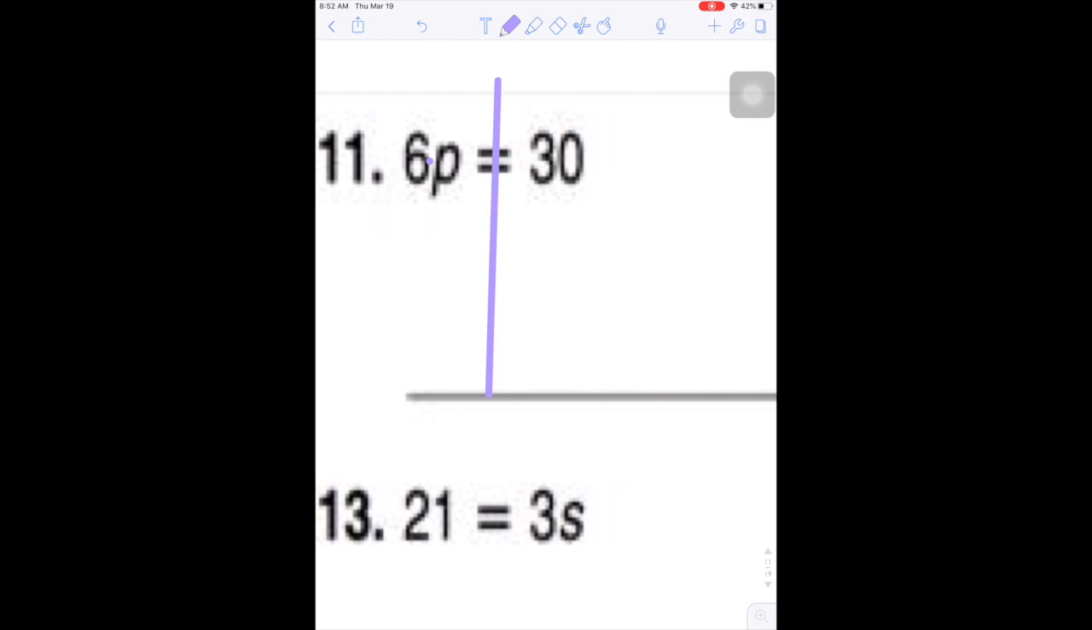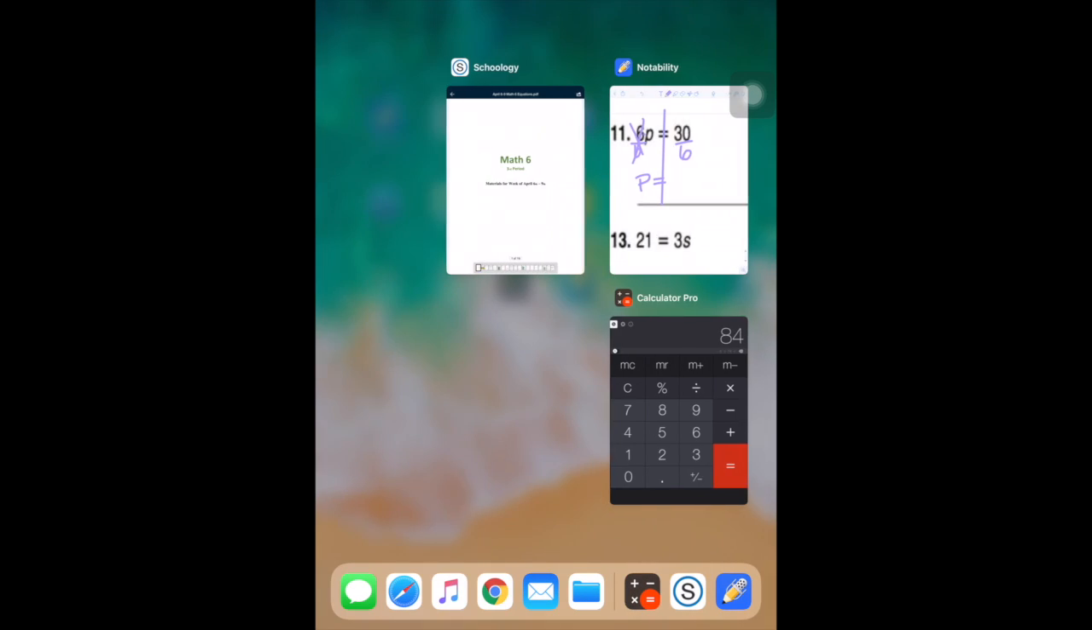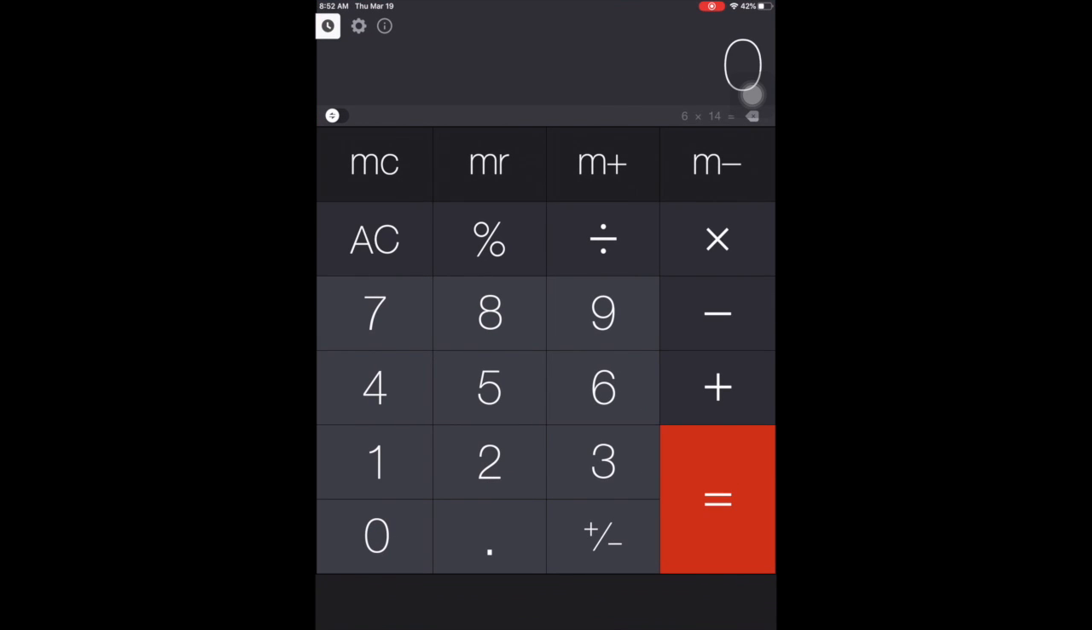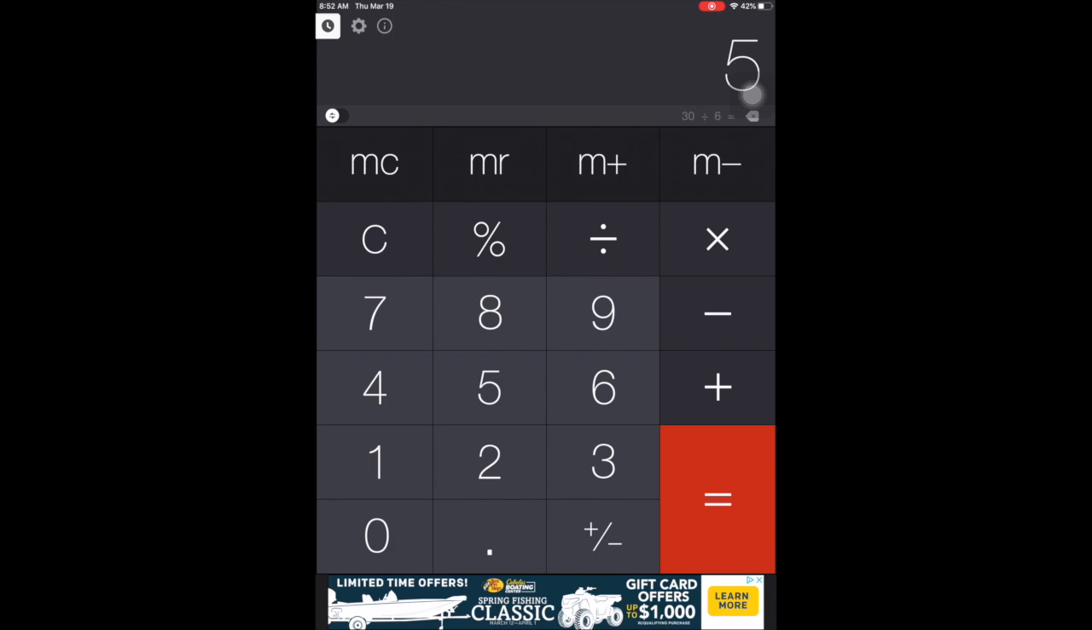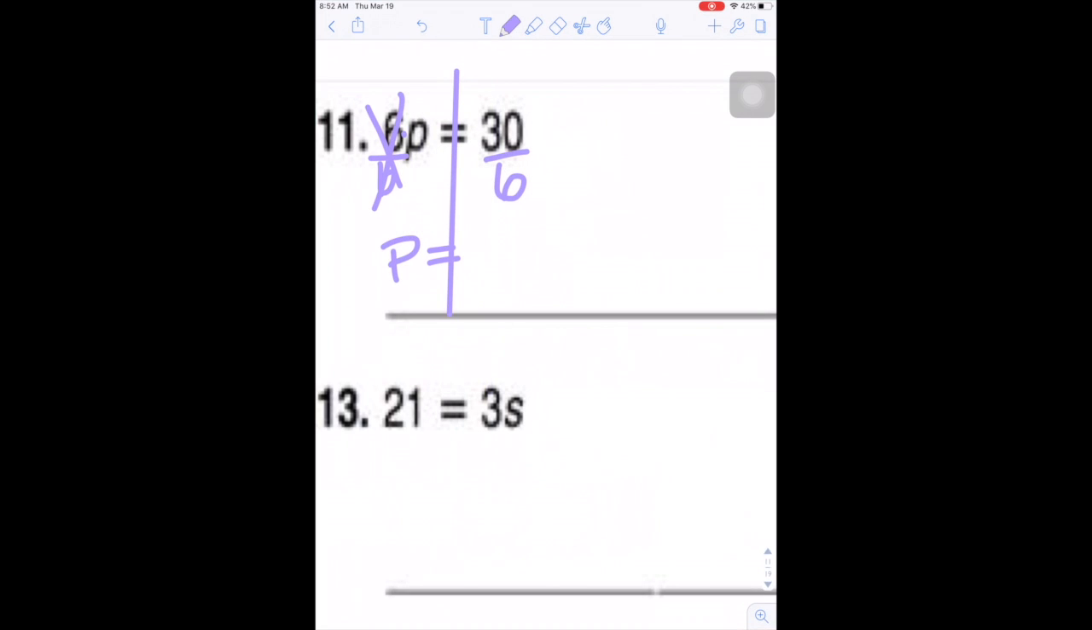Remember, they're squished together. There's an invisible times. So you are going to divide by 6. Divide by 6. You still have P equals 30 divided by 6 is, if you're not sure, go here. 5.